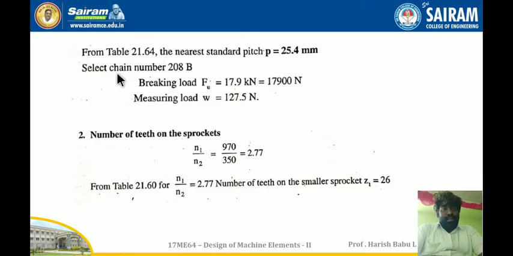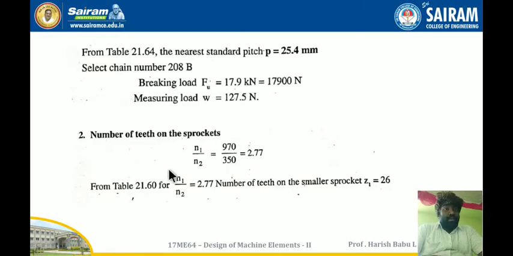So from the table, again I can select the chain number as 208B. So breaking load FU is equal to 17.9 kilonewtons or 17,900 newtons. The working load W will be 127.5 newtons. The next step will be number of teeth on the sprocket, that is N1 by N2. That will be equal to 970 by 350. So I'm going to get 2.77.